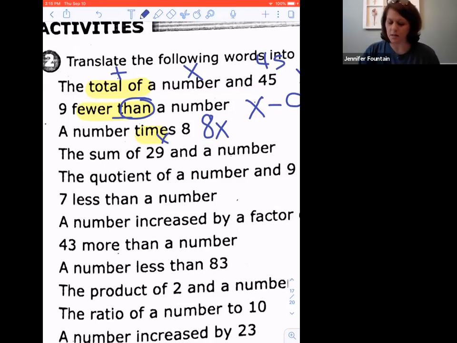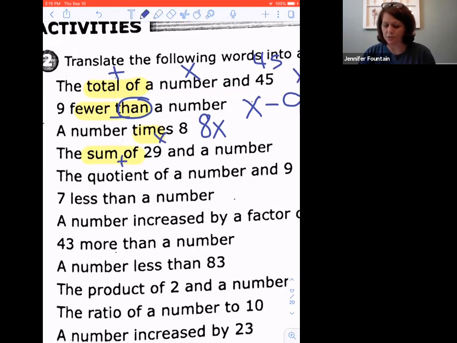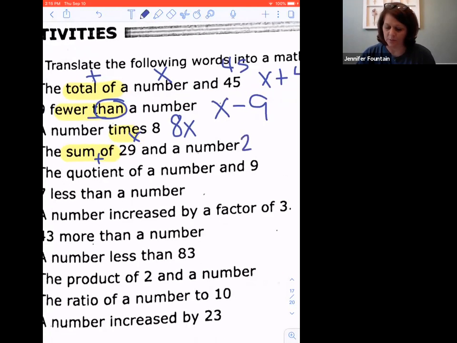All right, the sum of 29 and a number. So we know sum of means I'm going to add. So I am going to add 29 plus a number, x.